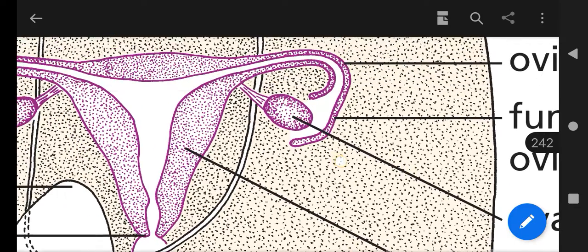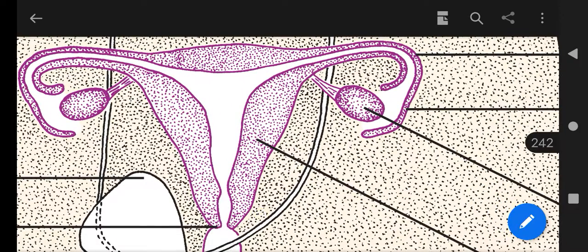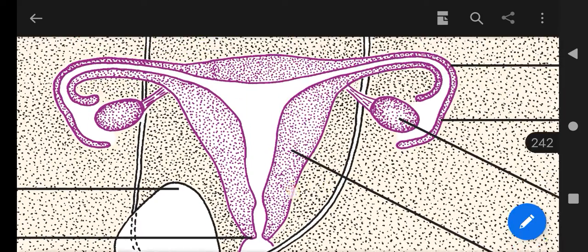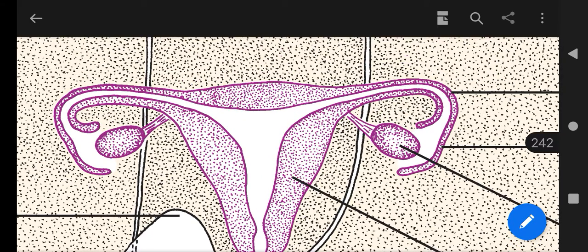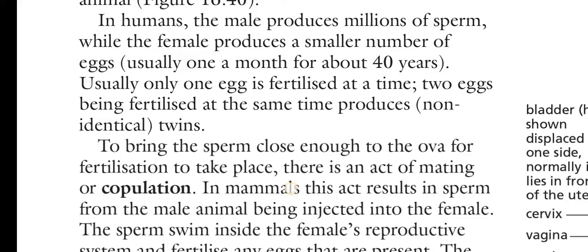The size of the ovary is 3 to 4 centimeters, and the size of the uterus before implantation is 80 mm. And the main thing is that when the penis is erect, it deposits sperms in the vagina, and after that they move through the cervix, the uterus and the oviduct, and at the ampulla part fertilization takes place. So let's start with the reading.